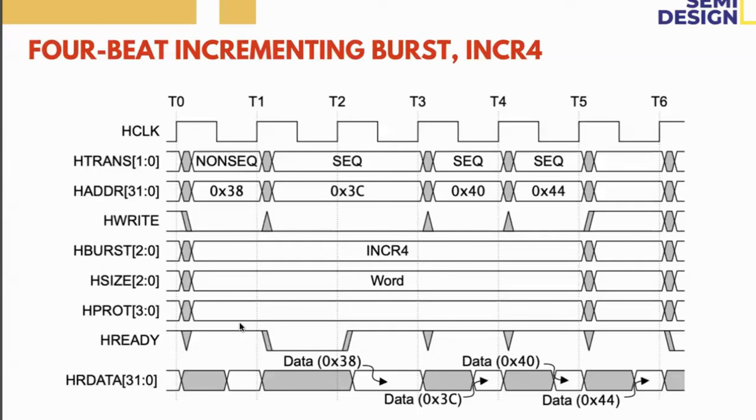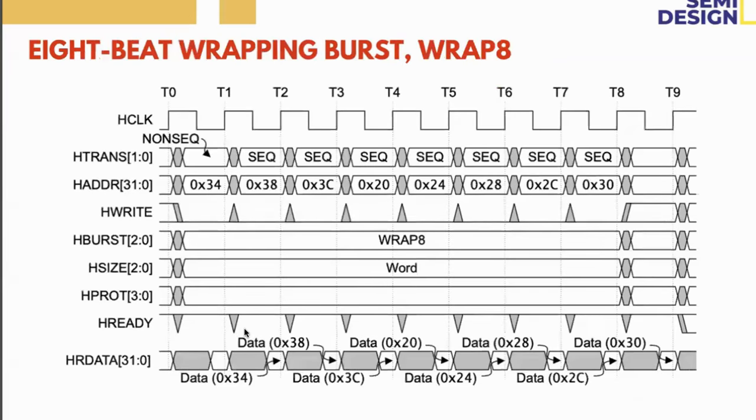Then in the wrap condition, up to where will it go? I mean, up to which location will it increment, and in incrementing, up to which location will it increment? I think to calculate that we have some formulas for wrap transactions. For an 8-beat transfer, a 32 byte boundary will be there, right? Up to 3C.